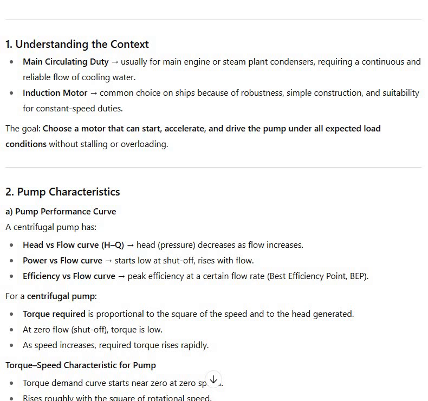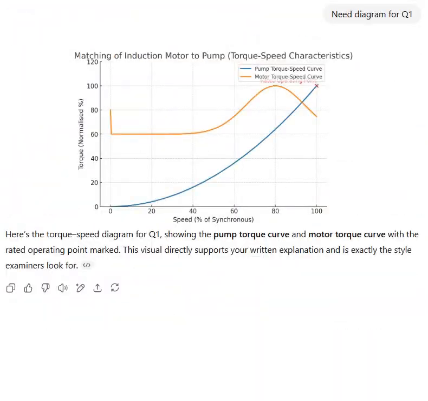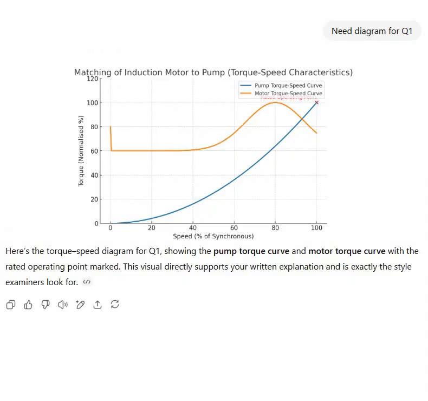Before we go to this theory part, there is a diagram that I would like you to have a look at. Here you will see the matching of the induction motor to the pump, that is the torque speed characteristic. In the blue line you will see the pump torque speed curve, and the orange line is the motor's torque speed curve. So they intersect at a particular point, right?